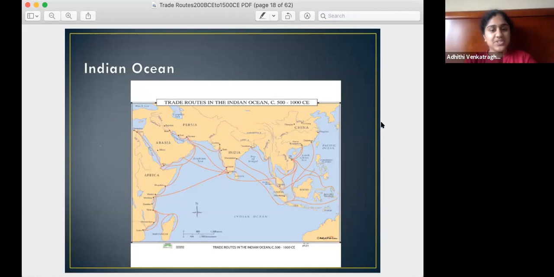The Indian Ocean. So this is Indian Ocean trade routes. You can see the red lines are where it went through. You can see it's more water-based than land-based, as the Silk Road was.